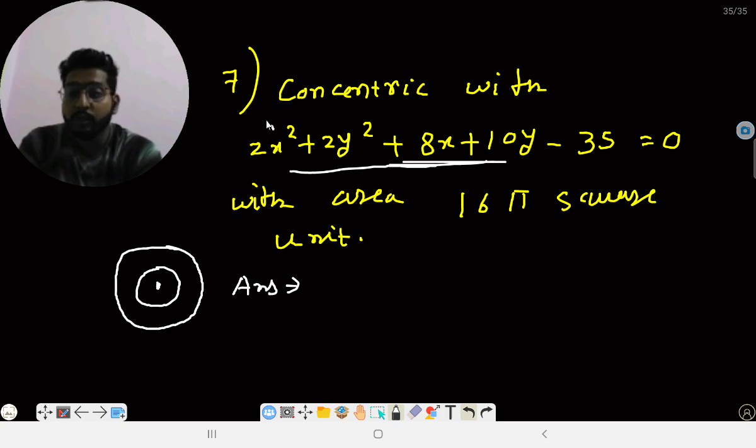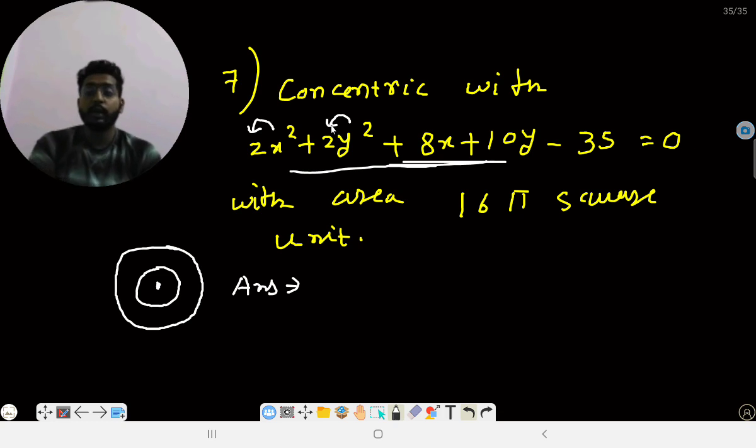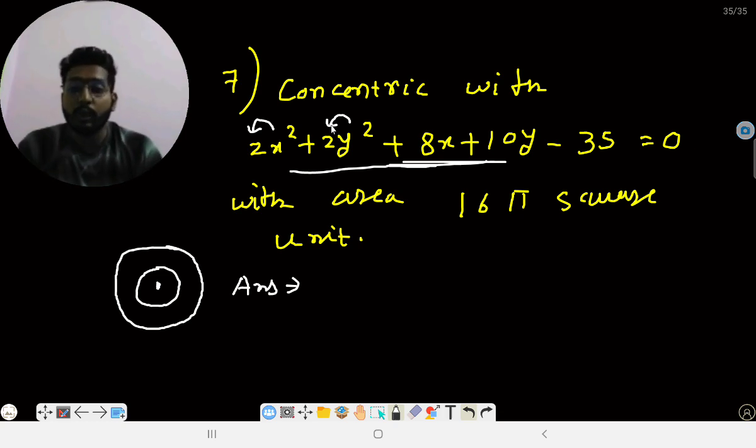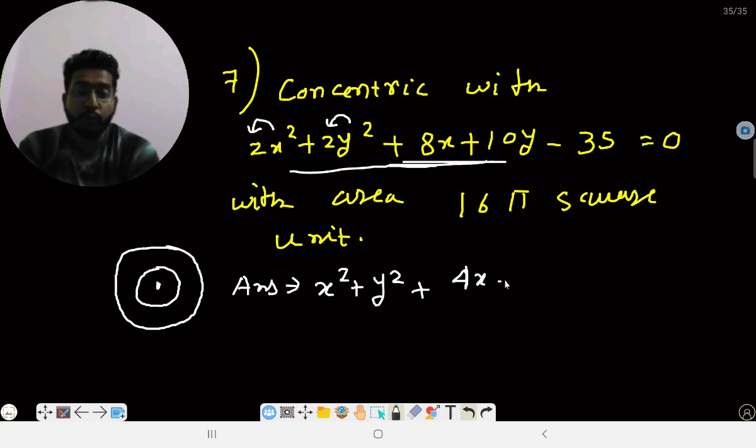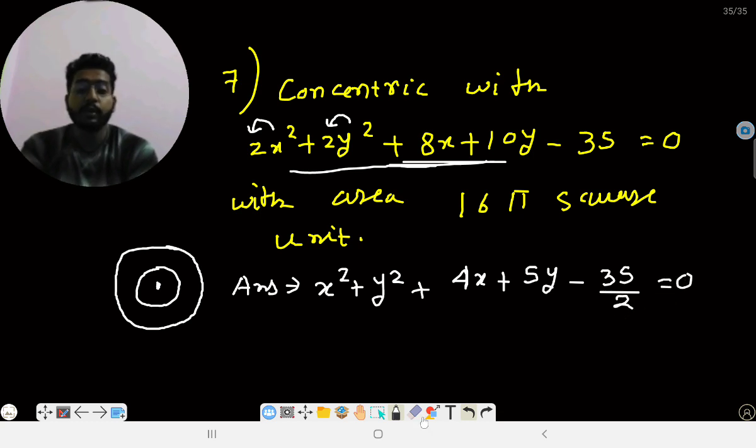Now look here. First of all, the coefficient of x square and y square has to be 1. But here it is given 2x square and 2y square. That means you have to divide it by 2. Now if I divide it by 2, that will be x square plus y square plus 4x plus 5y, then minus 35 by 2 equals 0. Thus that will be the equation of this circle.